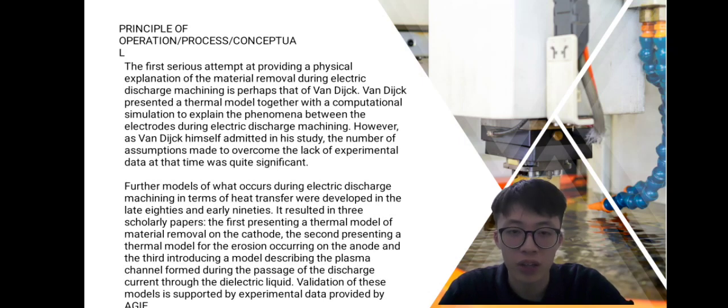Further models of what occurs during electric discharge machining in terms of heat transfer were developed in the late 80s and early 90s. It resulted in three scholarly papers. The first presenting a thermal model of material removal on the cathode. The second presenting a thermal model for the erosion occurring on the anode. And the third introducing a model describing the plasma channel formed during the passage of the discharge current through the dielectric liquid. Validation of this model is supported by experimental data provided by AGIE.